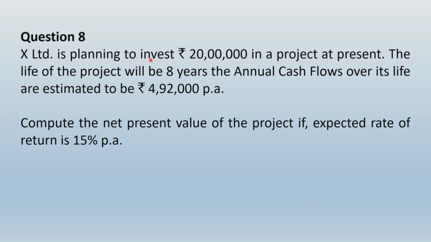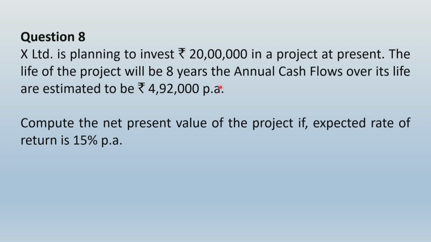4,92,000 per annum. Look at this. 4,92,000 per annum. For how many years? For 8 years. That means each year it will be the same amount. If it is the same amount each year, then presenting the big calculation table is not needed. You can smartly use the concept of annuity and apply the annuity factor over this amount of 4,92,000.